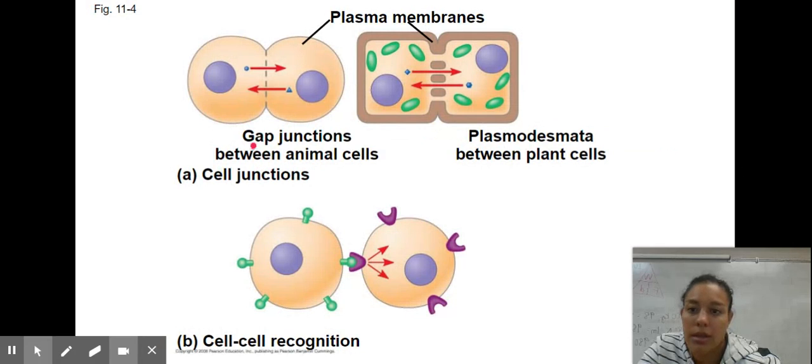Here are the examples of our gap junctions. Again, cells that are right next to each other, neighbors, even touching each other. So here are animal cells with their gap junctions that they can communicate their growth factors or mating factors with each other. Or we could have the same thing with the plasmodesmata for our plant cells. They're literally touching each other and are in contact and are communicating with each other.